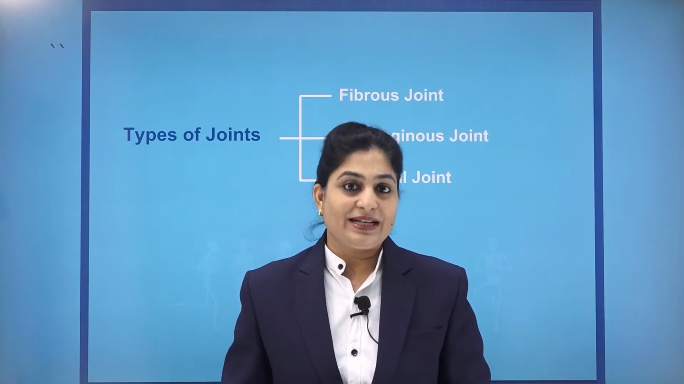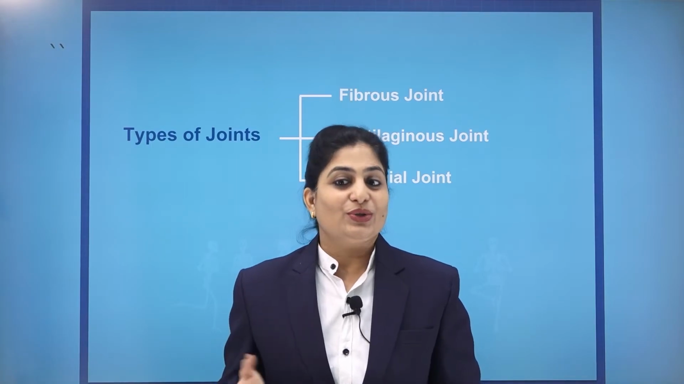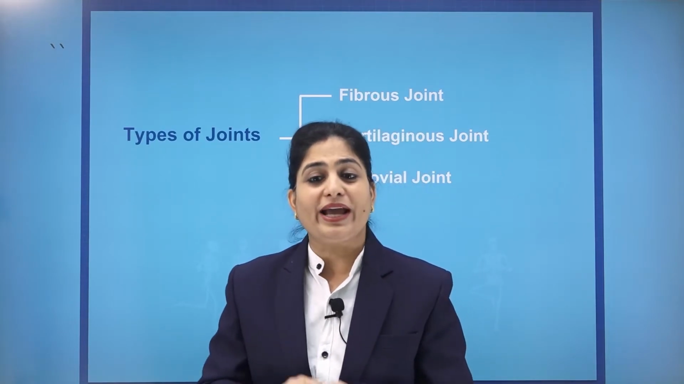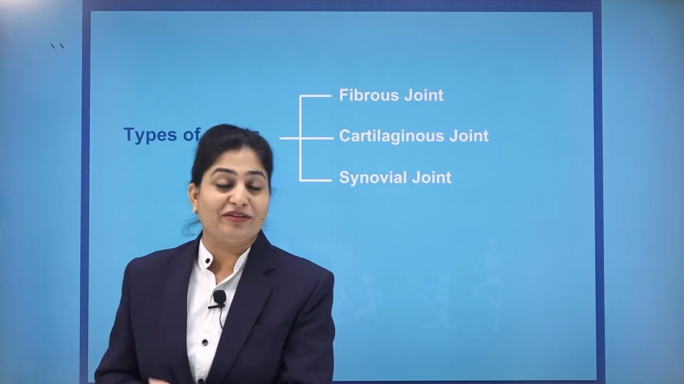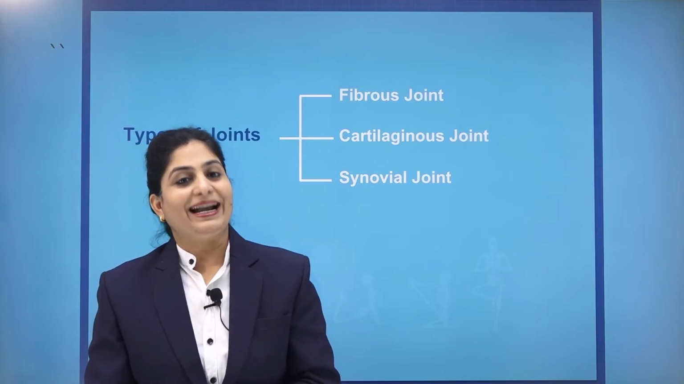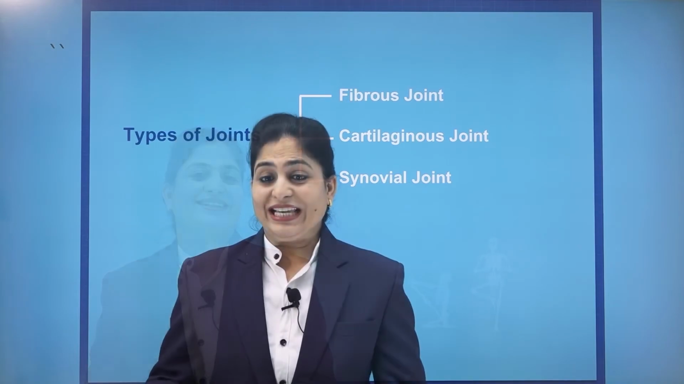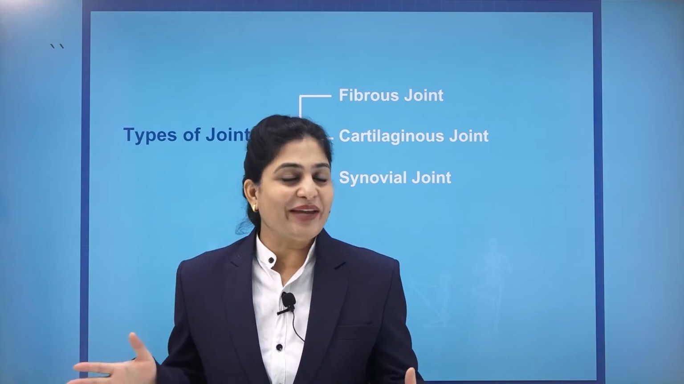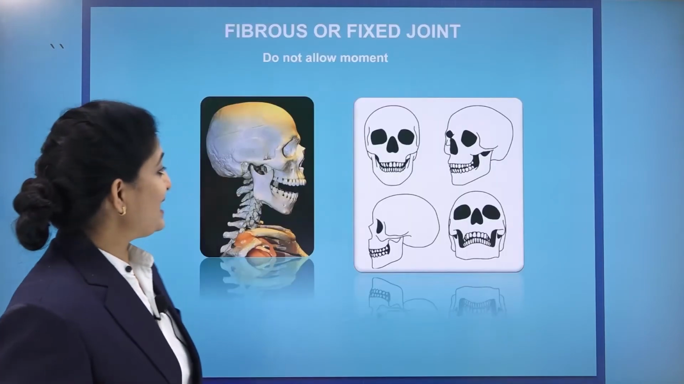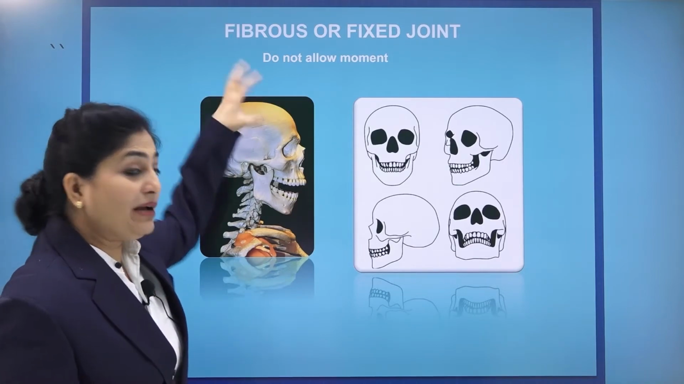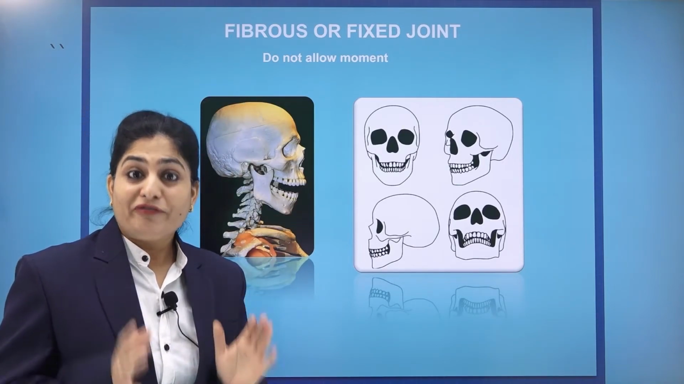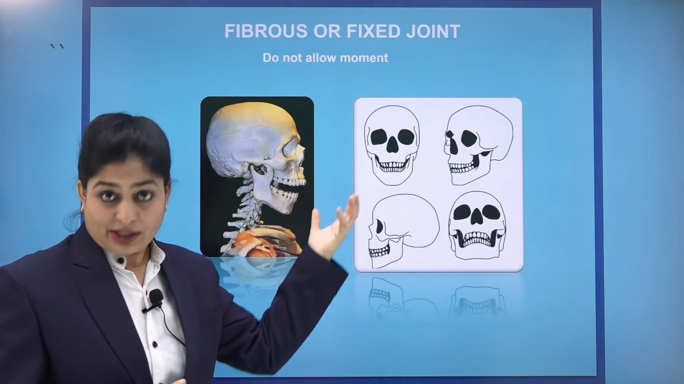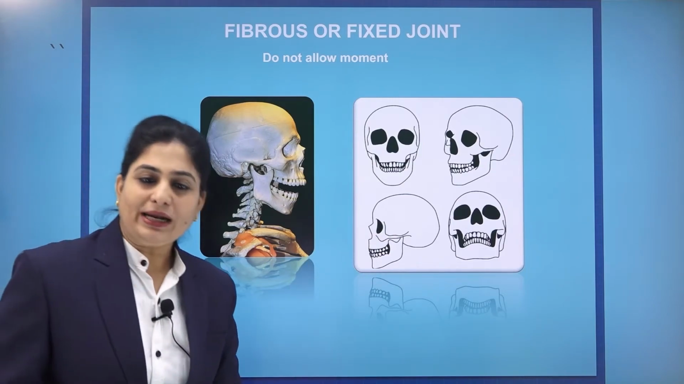Another example is the cranium, upper jaw. So why do they not show any movement? The thing is, they do not have any joint gap or cavity between these bones, and thus they are fixed joints. So these are fibrous joints. Basically they do not allow any movement. That means they are immovable. Let's see. This is an example of a skull, and this cranium is a fibrous joint or fixed joint. That means they are immovable and no movement is shown in this case. So that is the fibrous joint.